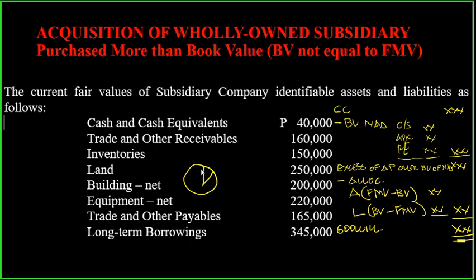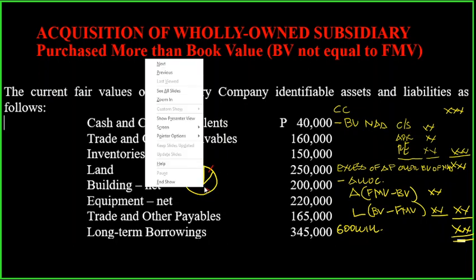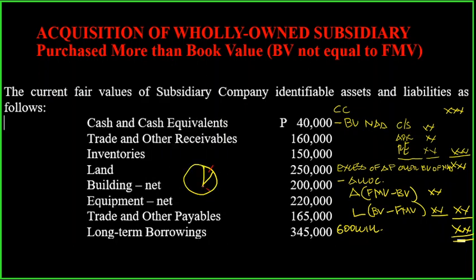You have your consideration given. A part of that will be applied to the book values of net assets acquired. If there's still an excess, the excess will be allocated to the difference of fair market value and book values. And whatever is left, that will go to your goodwill. So just deduct and deduct.